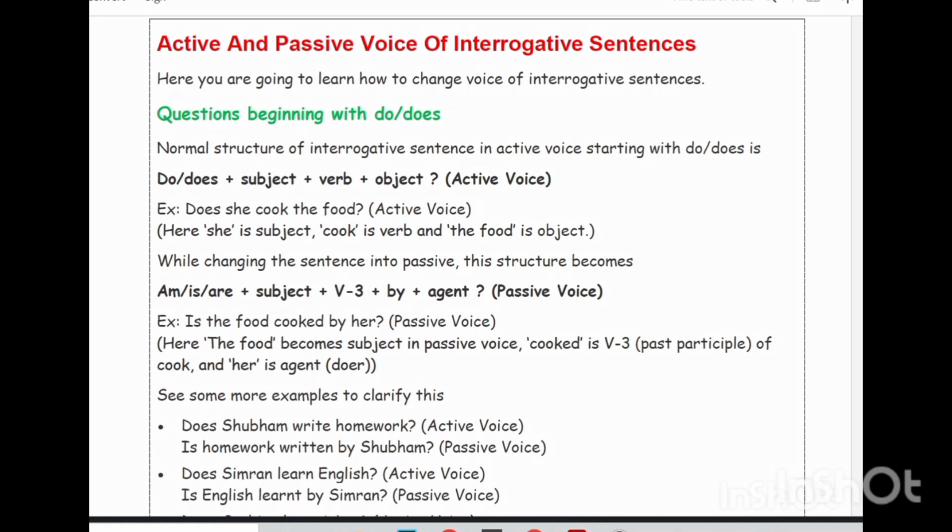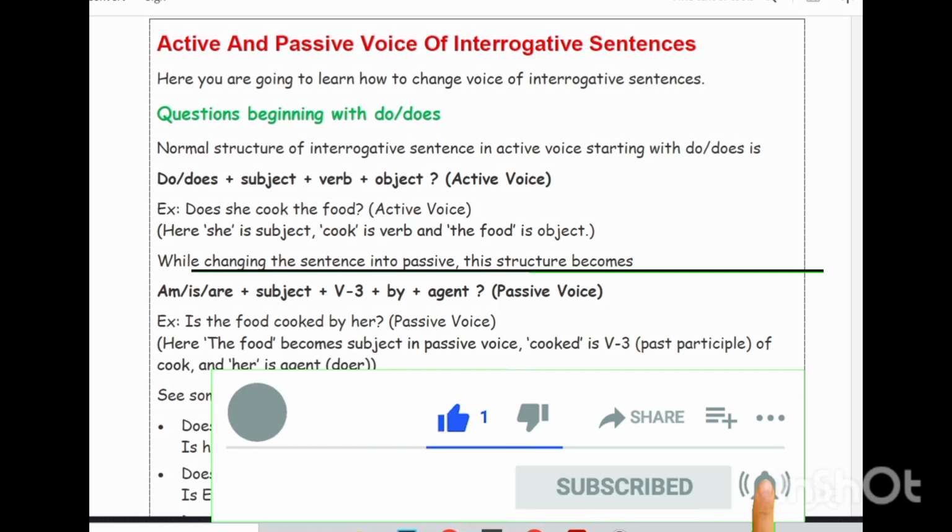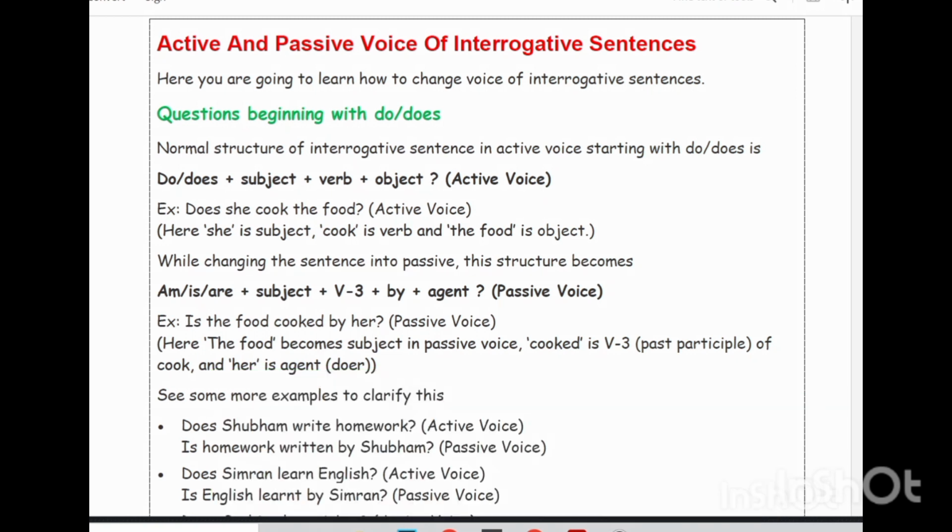For example, the first structure of an interrogative sentence is with do and does. Do or does plus subject plus verb plus object is active voice. Now how will we change this into passive voice? For example, we have one example here. Does she cook the food? Active voice. Here she is the subject, cook is the verb, and the food is the object.